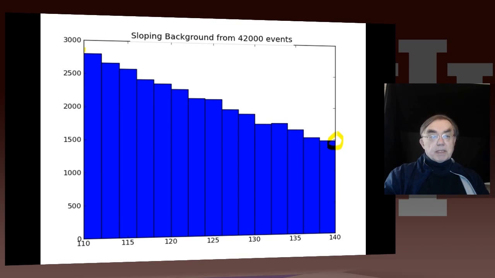Because of the bin sizes, it's not exactly a factor of 2. Actually, this is really at 111, and this is at 139, so that ratio is not exactly 2. But we discussed this in great detail, and this is the distribution you get from that code.